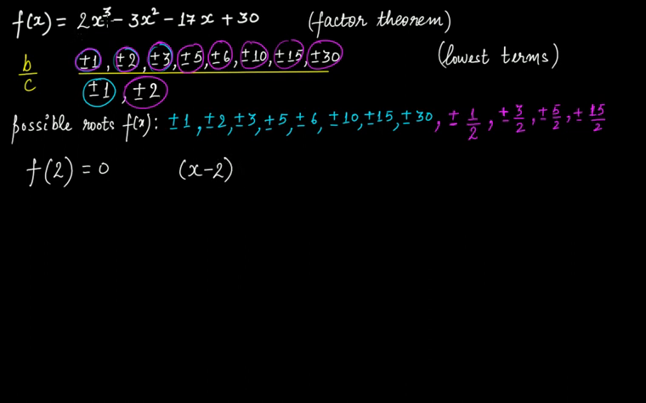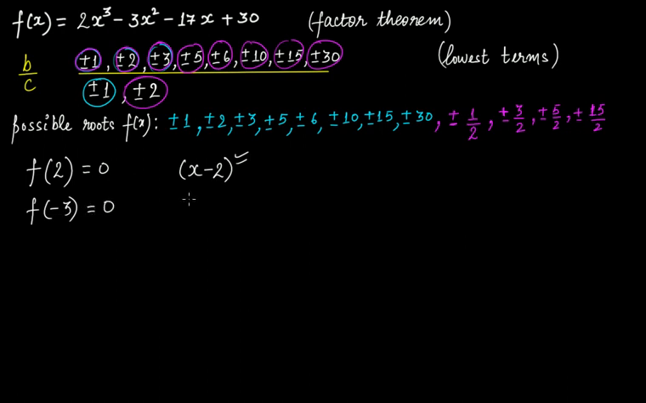Since it is a cubic polynomial, which means that the degree of the polynomial is 3, it will have 3 factors that are linear polynomials. So one is x minus 2. The next, you check for f(-3). When you put minus 3 here, you'll get 0.